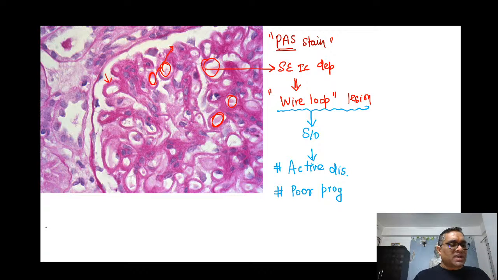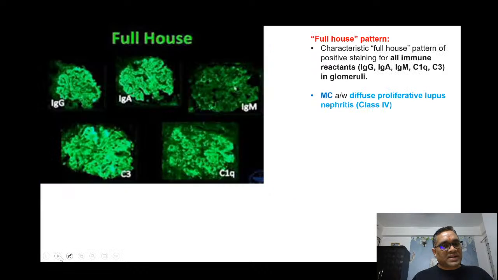That is why we study this and ask all these questions in the MCQ exam, so that we know the significance of the wire loop lesion. We should not finish by knowing only that they are seen in classes 3, 4, 5 and most commonly in 4, and that these are subendothelial complexes. That is of no use. The most important thing is knowing the clinical significance: wire loop lesion, active disease, poor prognosis, more aggressive management should be given to such patients. That is how you have to remember lupus nephritis.